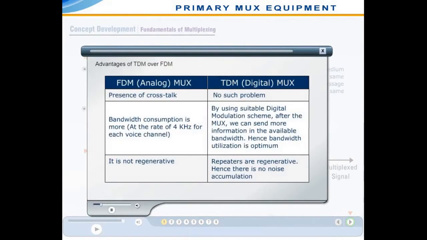The advantages of time division multiplexing over frequency division multiplexing are shown on the screen.